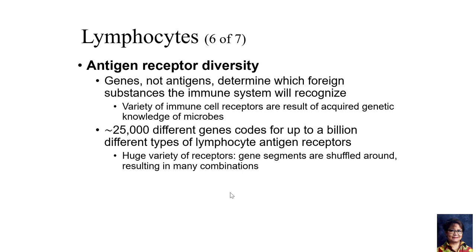So the variety of immune cell receptors is a result of an acquired genetic knowledge of microbes. Our body has a vast knowledge of it since the human race evolved on Earth. There are about 25,000 different genes that code for up to 1 billion different types of lymphocyte antigenic receptors, and that's a lot. There's a huge variety of receptors, and gene segments are shuffled around, which can result in many activations.